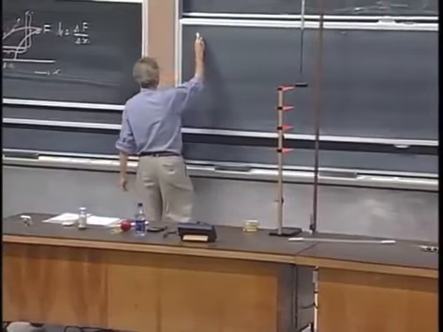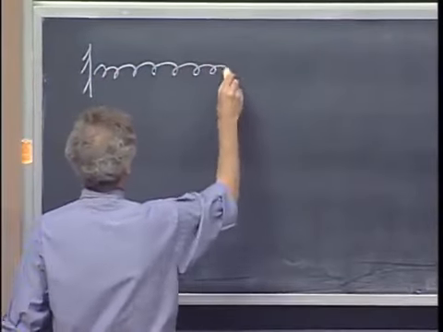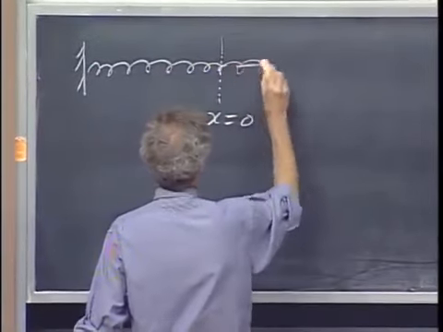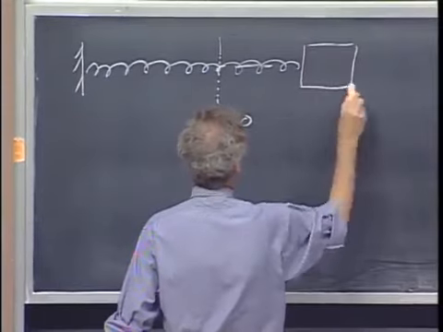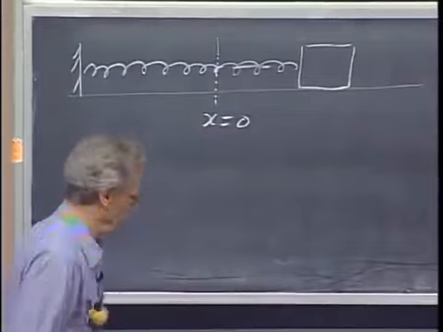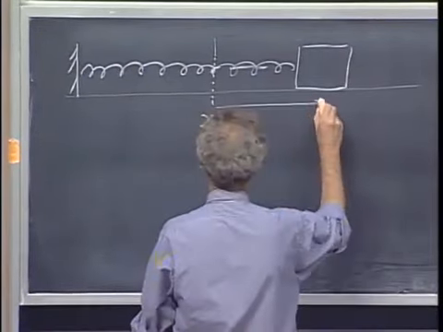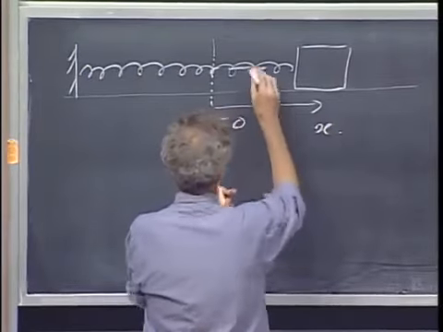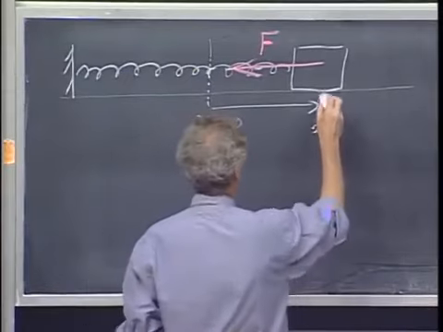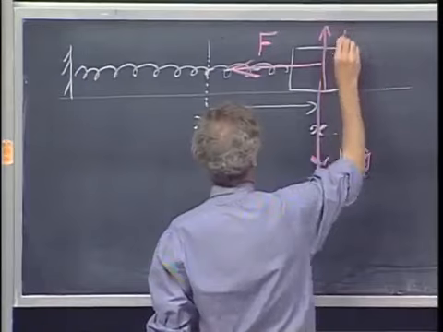I have here a spring, and this is x equals 0, and I attach now to the spring a mass, m. This has to be on a frictionless surface, and you will see when I extend it over a distance x that you get your spring force that drives it back. We have, of course, gravity, mg, and we have the normal force from the surface.